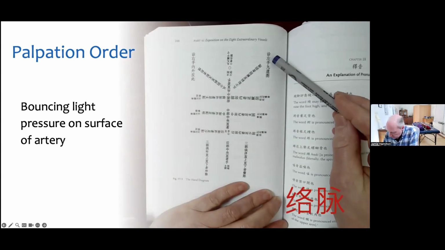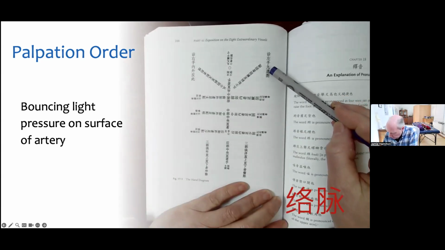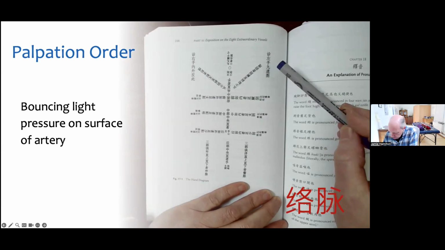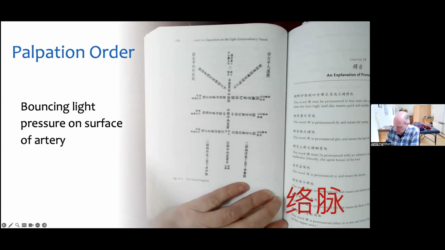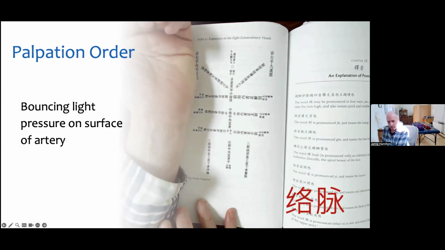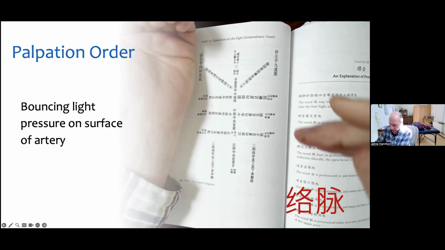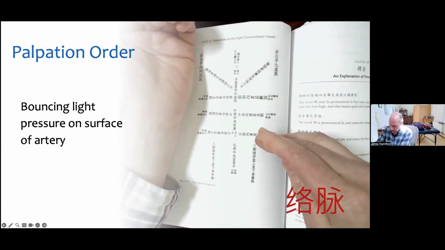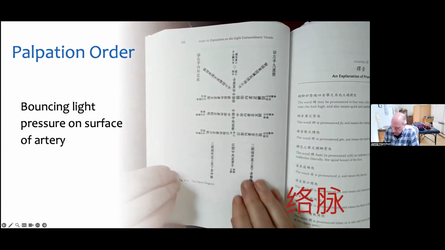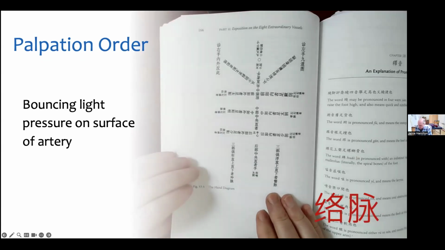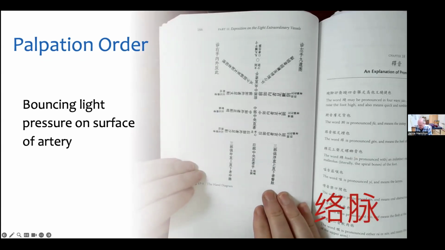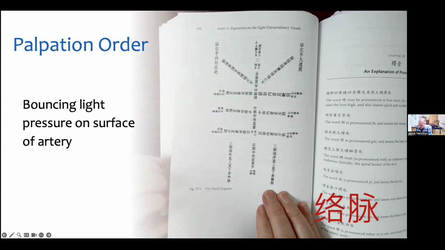And here it says the 9 pathways. This actually is a diagram of a left hand with nine positions. And this also shows the 8 extraordinary vessels. So this is pretty far out, this diagram.